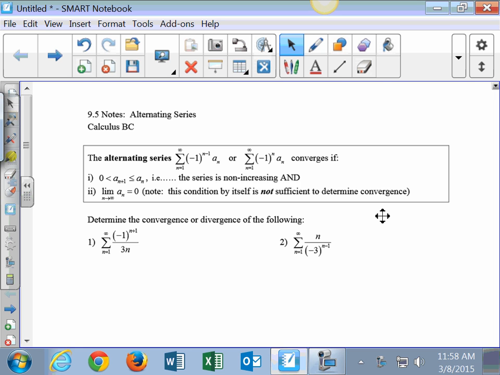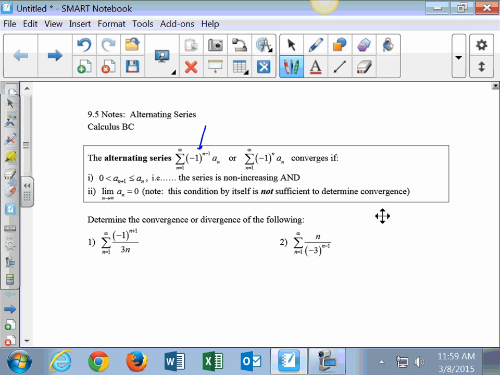If you look at the box in your notes, you have an alternating series, and the reason you know it's alternating is that you have (-1) to the n minus 1, or you can have (-1) to the nth. So as you plug in n, increasing from 1 to infinity, the terms will alternate from positive to negative, and so on and so forth.